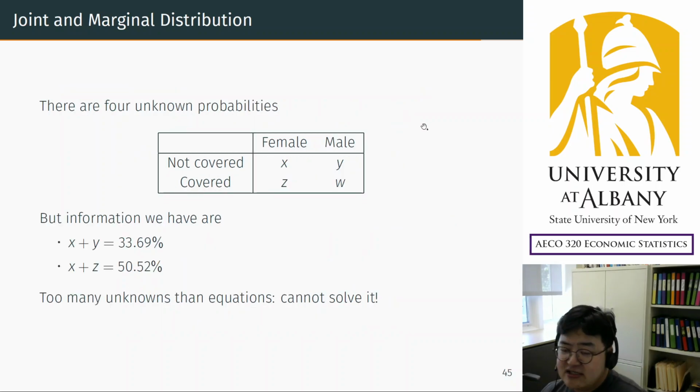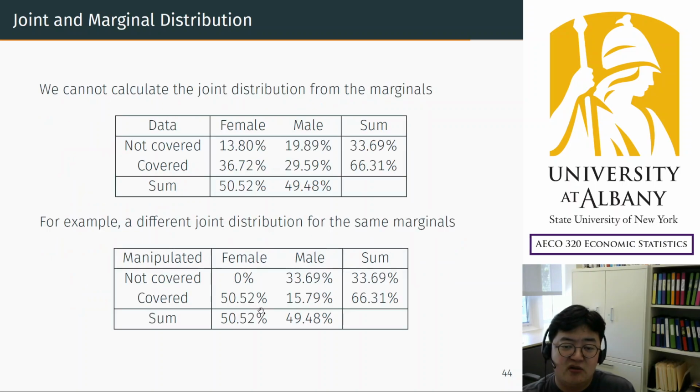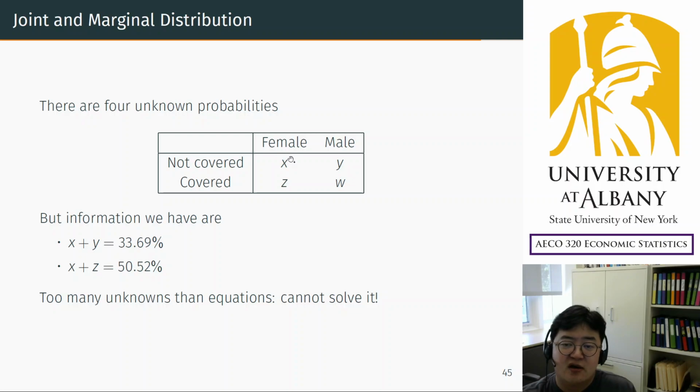Or, okay, let's put it as an algebra. From the same question like this, based on this information, we would like to calculate the probability of female without health insurance. How can we do this? We will put x, y, z, w as unknowns for the full joint distribution. So we start from the joint distribution as if we know that, but actually with unknowns.